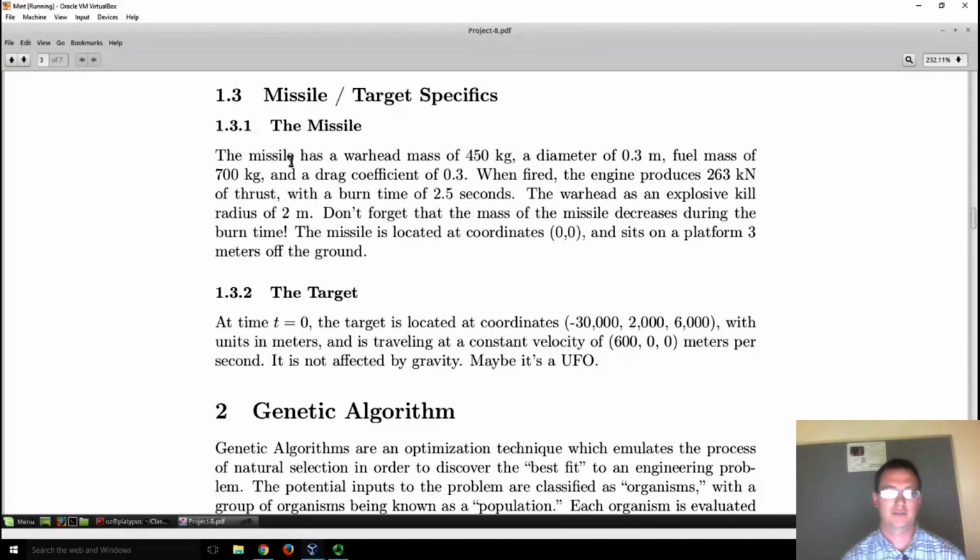So, our missile. We have a warhead mass. I actually went and tried to find the original missile system and base these numbers off of it. But the missile has a warhead mass of 450 kilograms, diameter of 0.3 meters. I mean, this thing is huge.